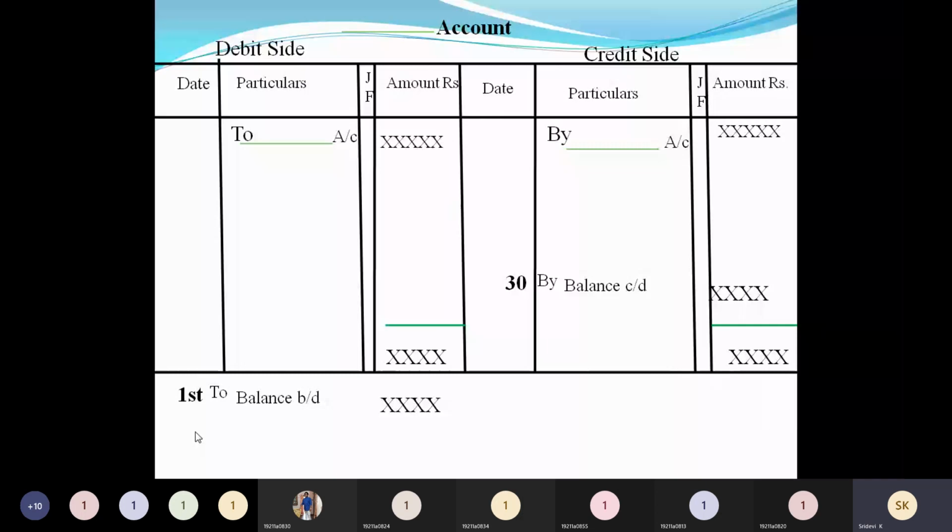Okay, so this is called as what? Balancing of account. If we do a particular problem, you will be understanding better. Okay, so this is the format of ledger account.